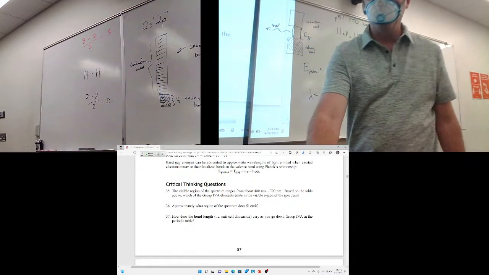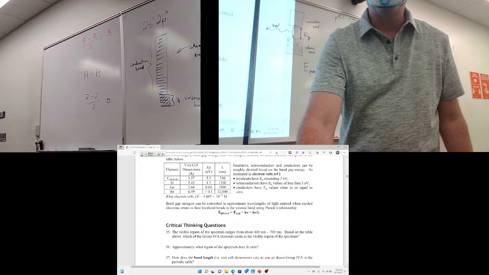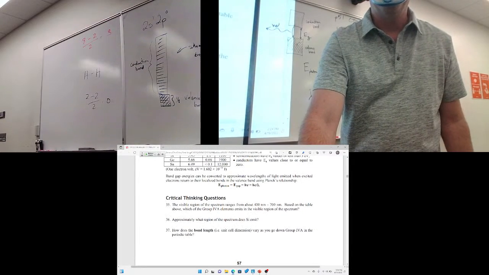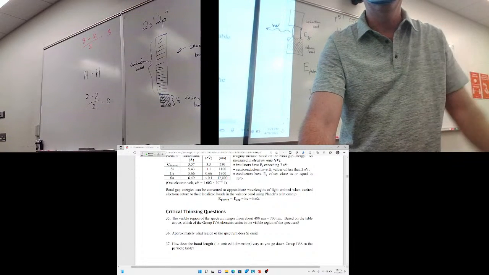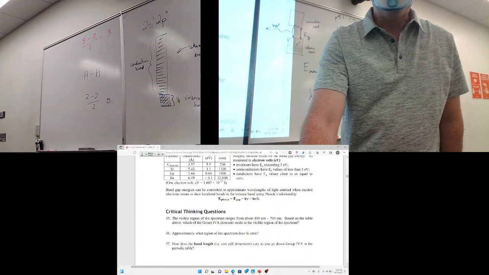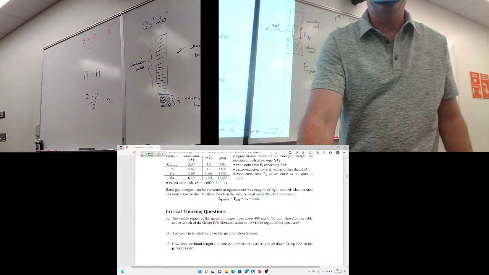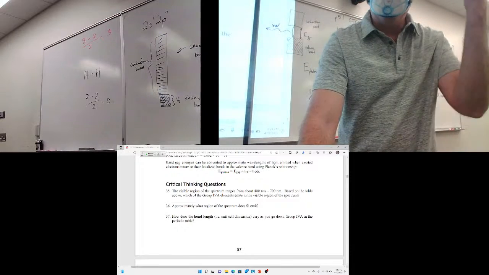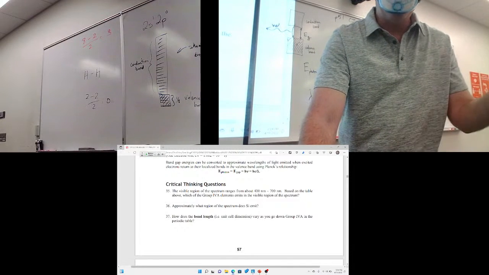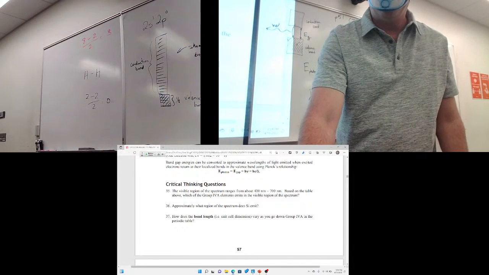Does any of them emit visible light? No. So diamond is in ultraviolet, and after that they become infrared again. I think tin is still infrared, even though it's really large. But what region does Si emit? Infrared. How does the bond length vary as you go down a group?